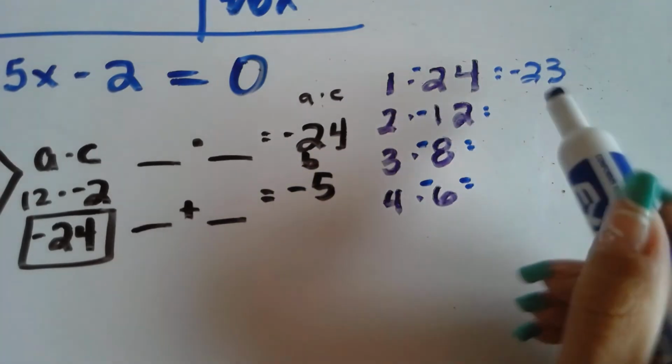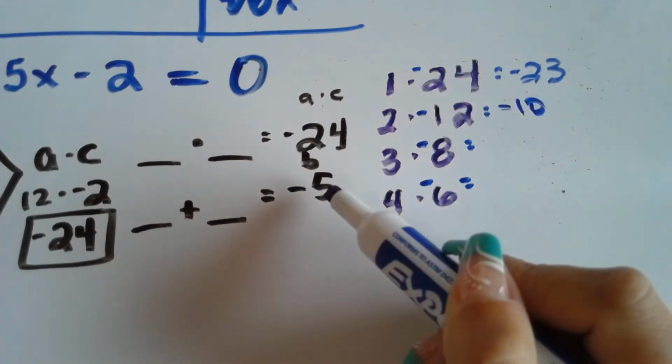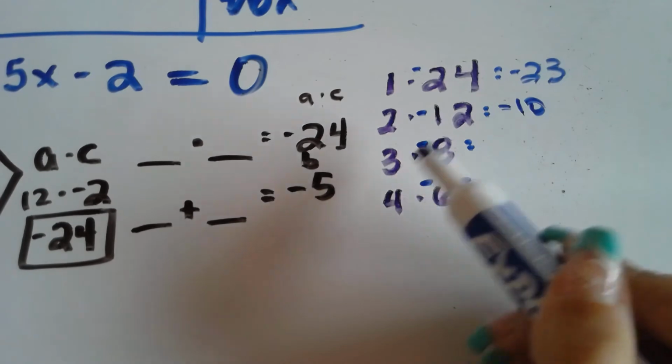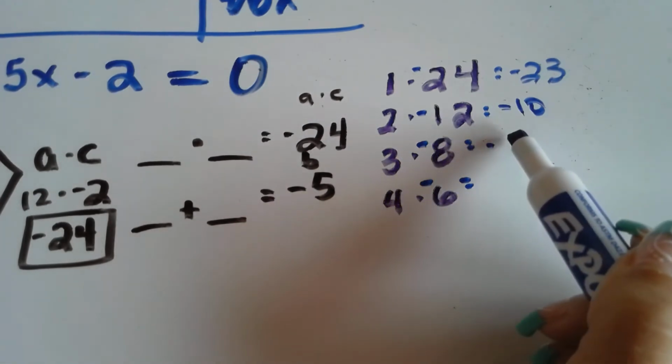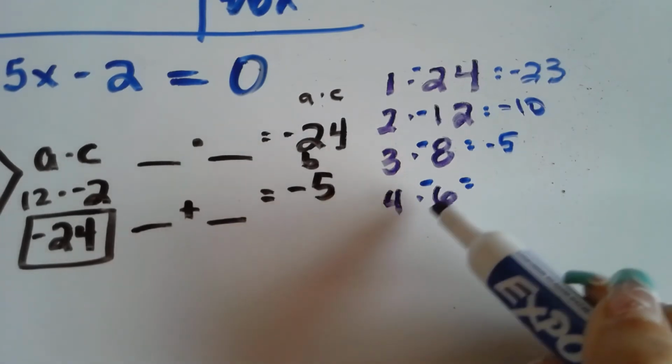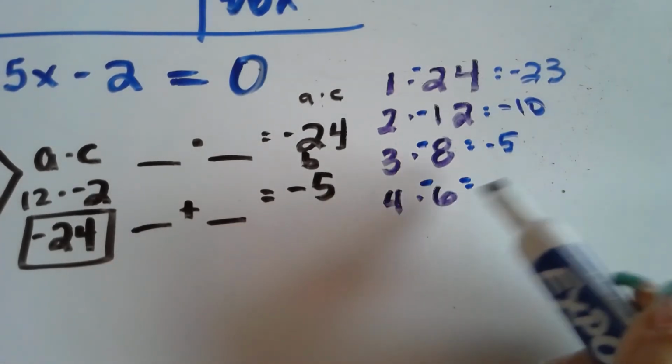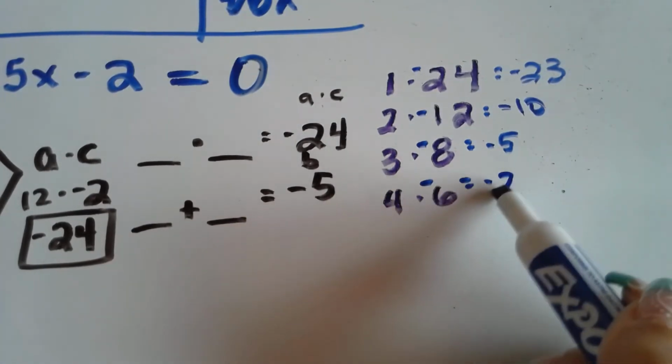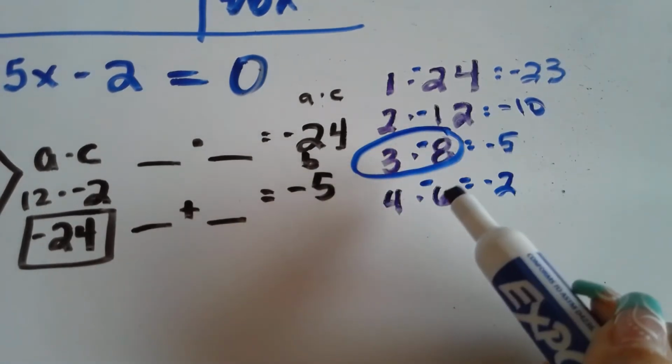2 minus 12 is going to be negative 10. That's not negative 5. 3 minus 8 is negative 5. That's negative 5. And just to check this one, 4 minus 6 is going to be negative 2. So we know these two are the factors that we're going to use.